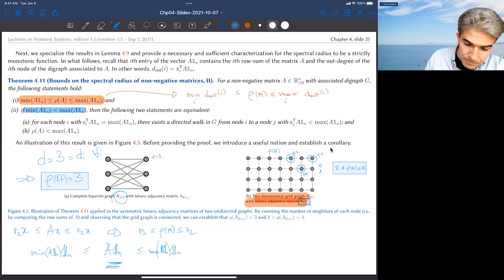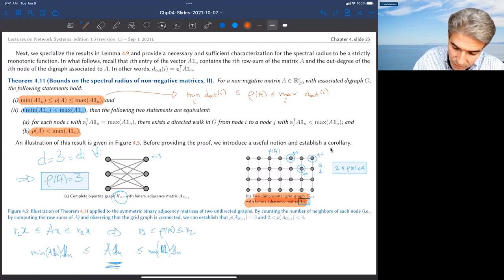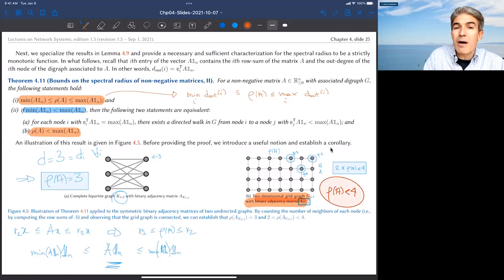It turns out that I have an if and only if condition for you for when the spectral radius is strictly less than the maximum out degree. And this condition will be satisfied in the example of the Cartesian graph. I am telling you that this condition will easily prove that rho will be strictly less than 4. So I'm making the upper bound a little bit tighter, right? It's a strict inequality. And what is the condition? The condition is a connectivity condition. It has to do with the powers of the matrix.